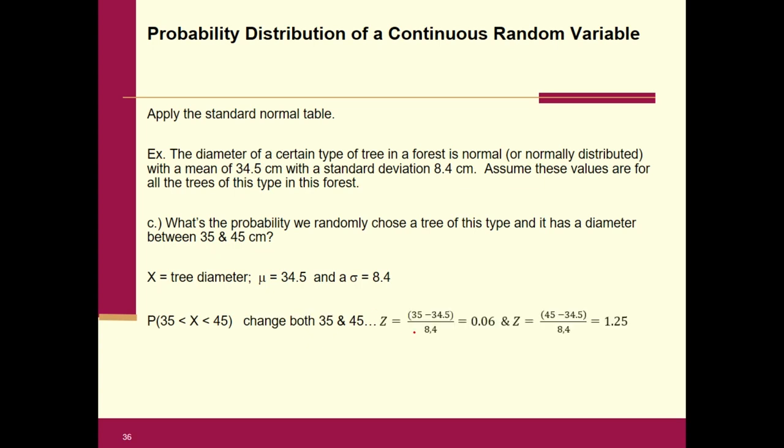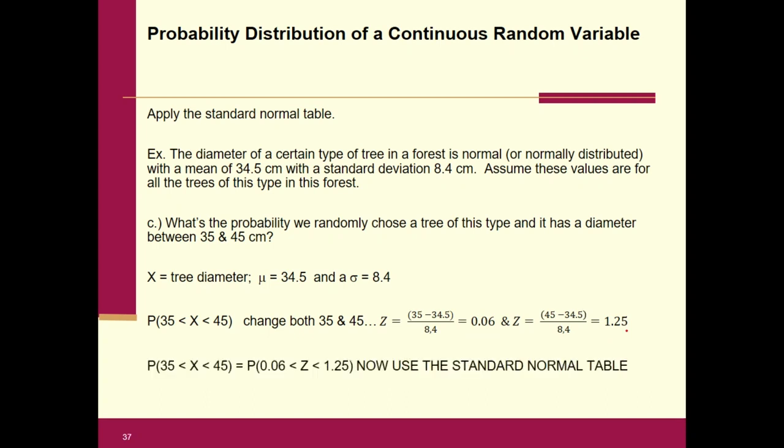So let's do that. So we have z is equal to 35 minus 34.5 divided by 8.4. What do we get? I got here 0.06, rounded, I think, properly to 2 decimal places. I'm going to have to do this for 45. Okay, I came up with 1.25. I think it's exactly 1.25. So there's no rounding necessary here.